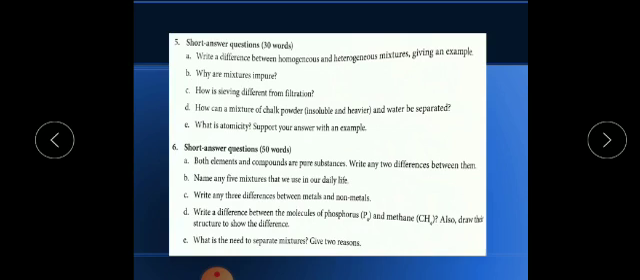So now, children, the first one is: write a difference between homogeneous and heterogeneous mixture. I am also telling you the page number, so that you can find your answers by yourself. The answer to number 1 you will get from page number 29, last paragraph. So please open page 29, last paragraph, and have a look.